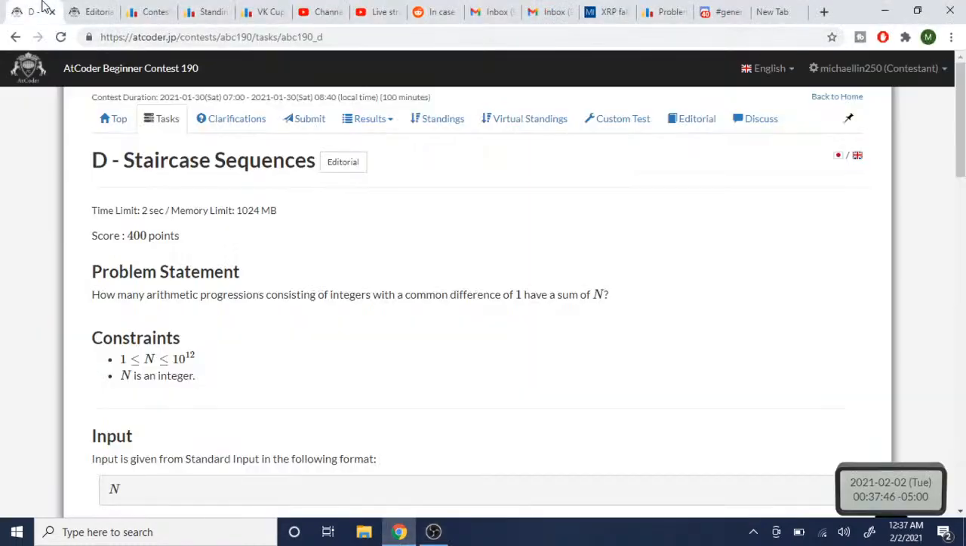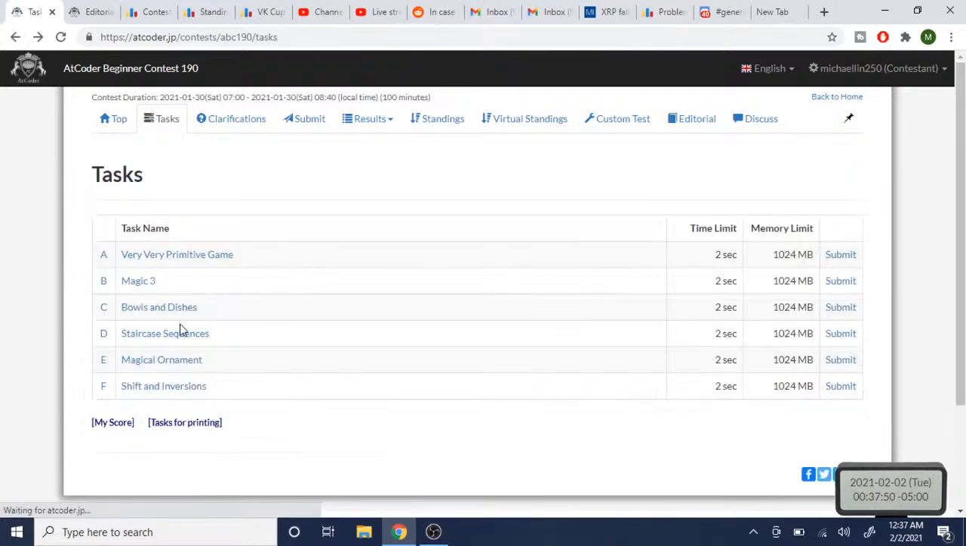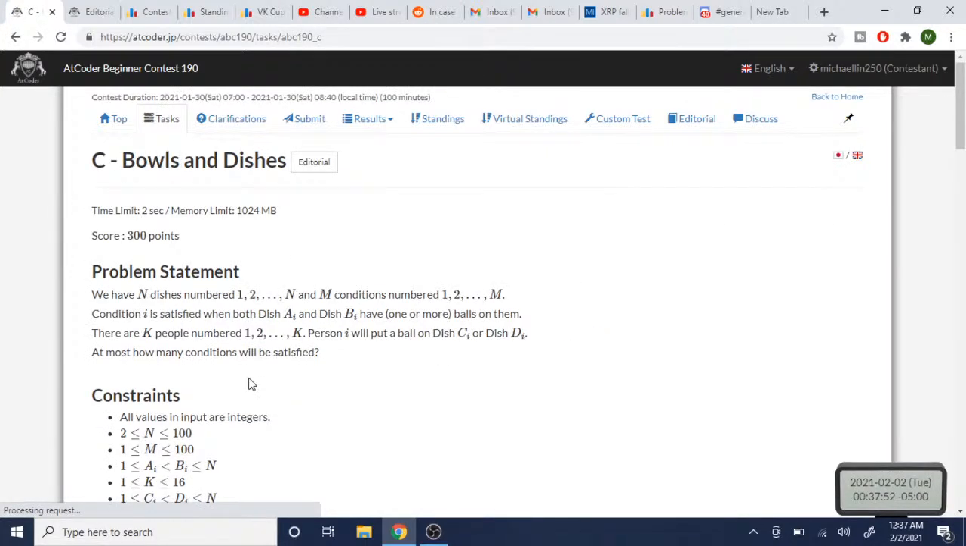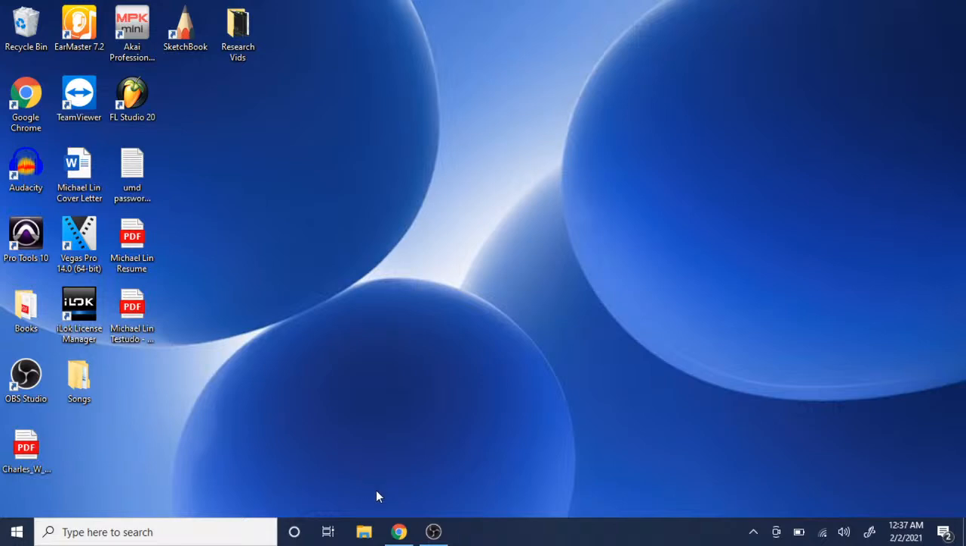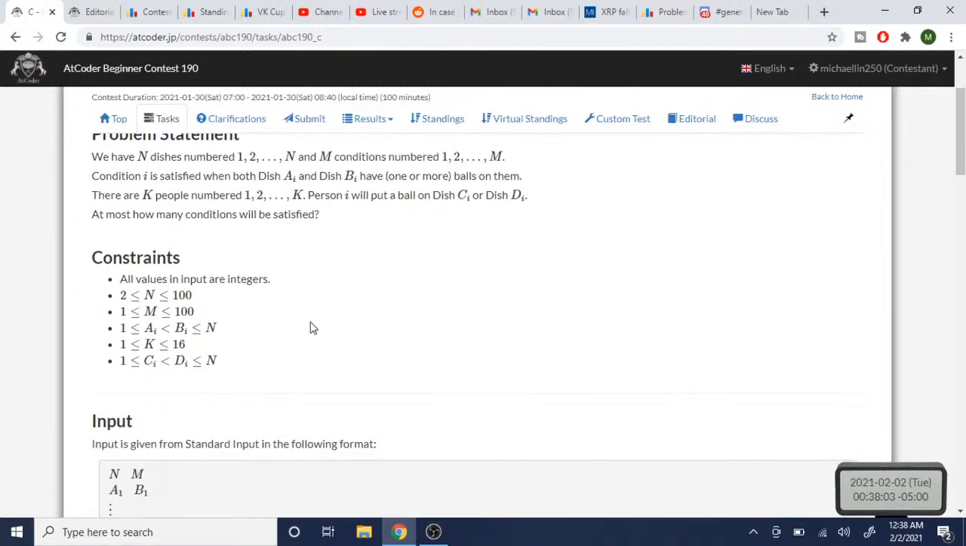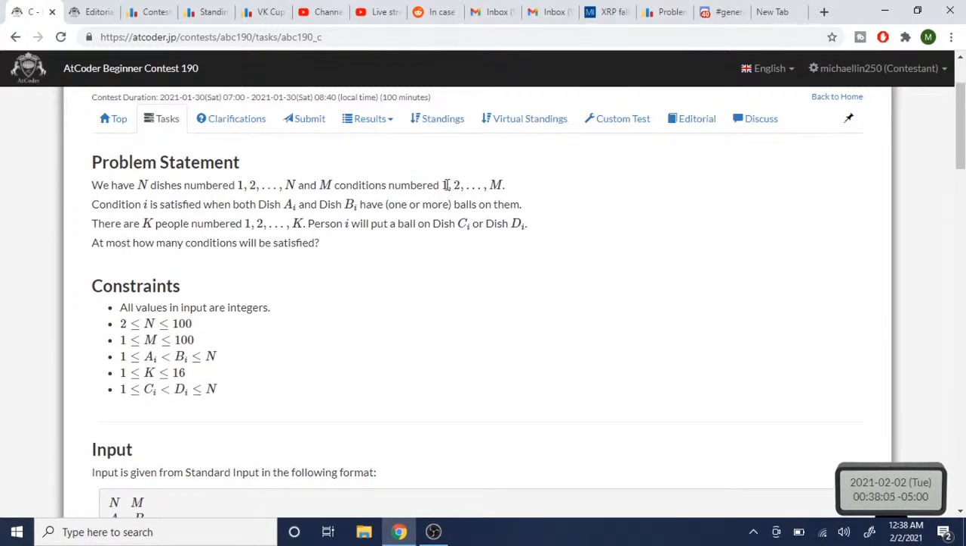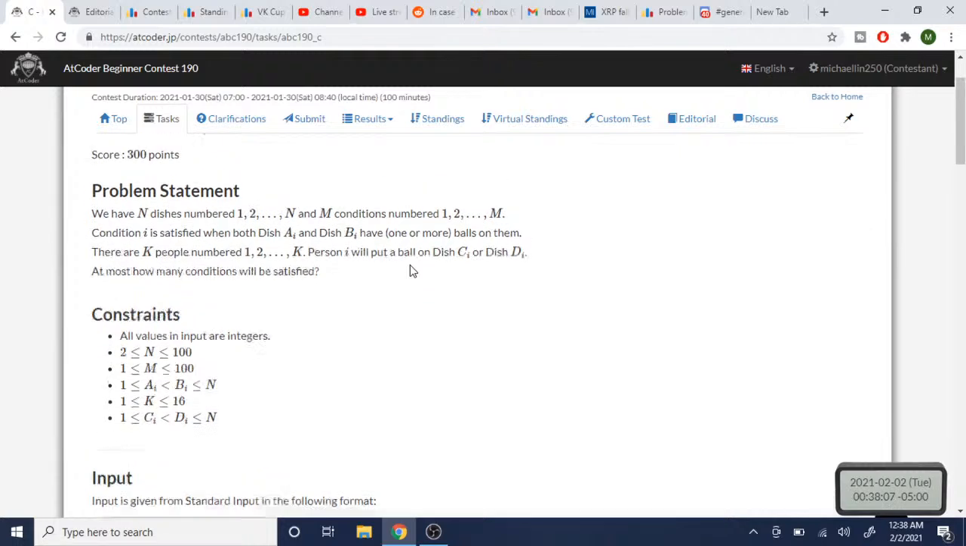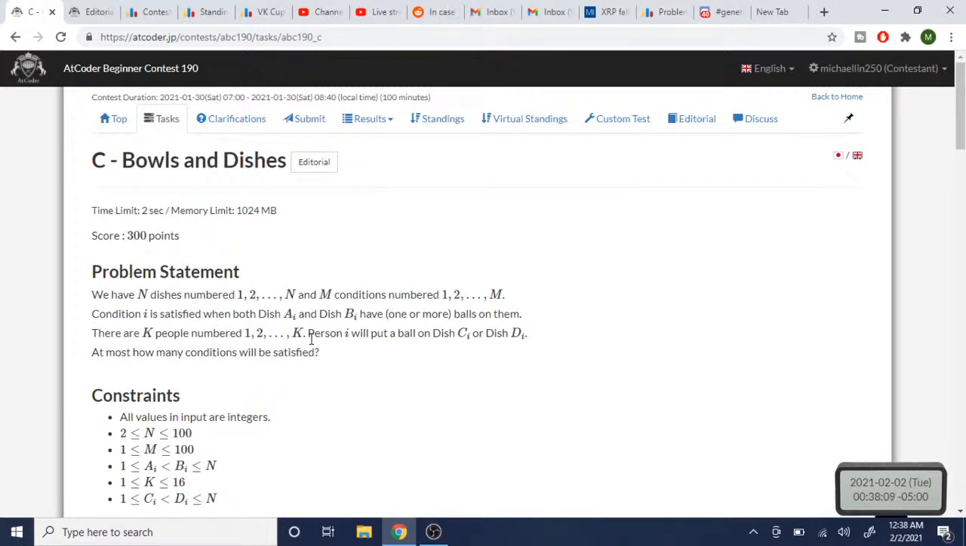So I did upsolve the C problem of AtCoder Beginner 190, Bowls and Dishes. I already did this off camera. Basically, their editorial was just to brute force all the dishes and then check which one satisfies the most conditions that were set. That was what C was. I'll actually go over the editorial explanation in another video.